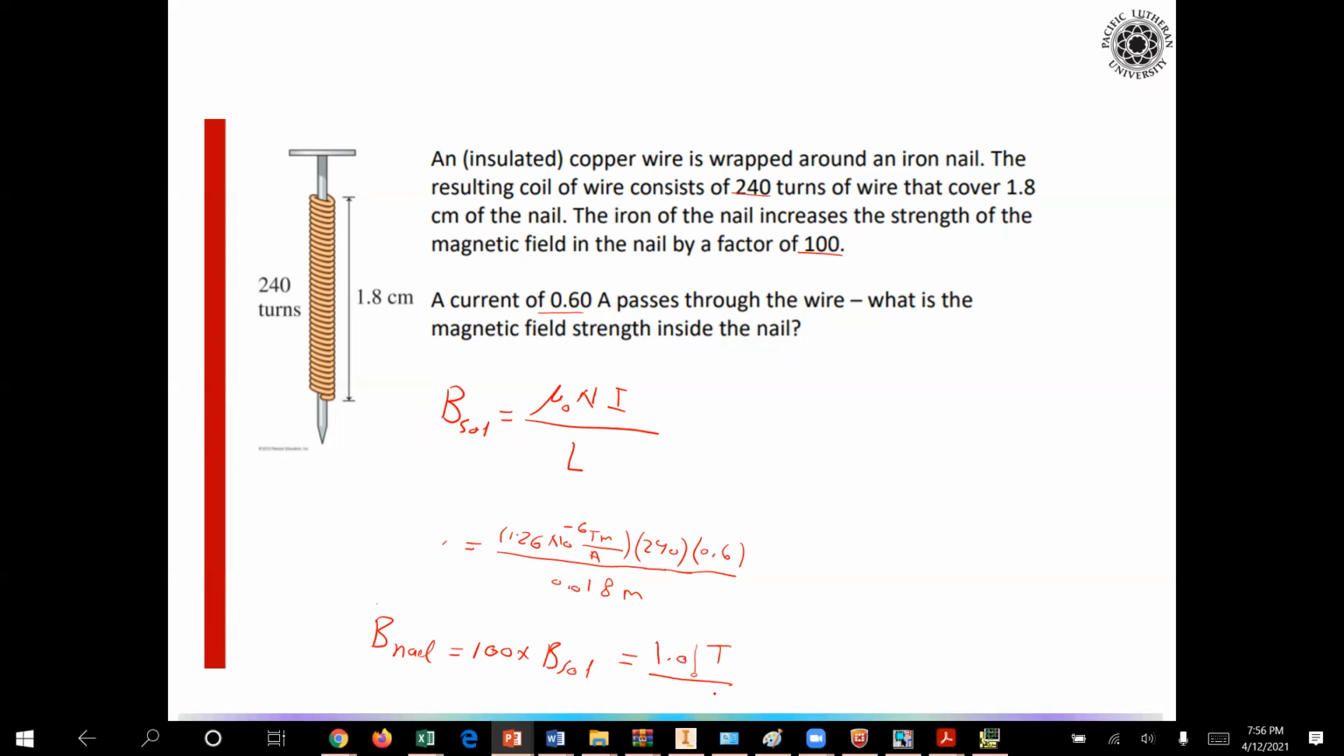Okay. So this is the practice example for finding the magnetic field of the solenoid, and we have the N-turn loop.